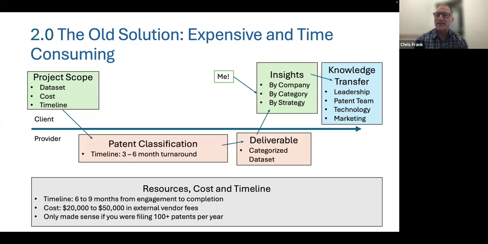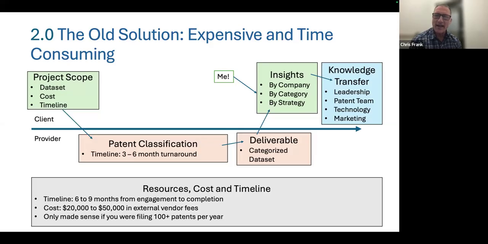So what do I do? I take that deliverable and I get the insights by the companies that we care about the most, the categories that we care about the most, and the things that are most in line with our strategy. I gather those insights, put them together in a PowerPoint presentation of the sort that you'll see here today, and I transfer that knowledge over to the people that can do something with it: the leadership team, the patent team, the technology team, and the marketing team. And that is how we utilized the information in the patent landscape prior to AI. A 6 to 9 month project from engagement to completion at a cost of $20,000 to $50,000.